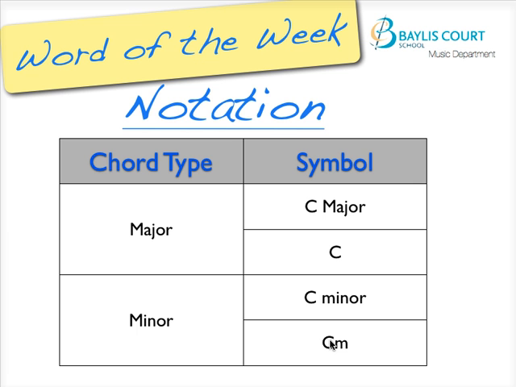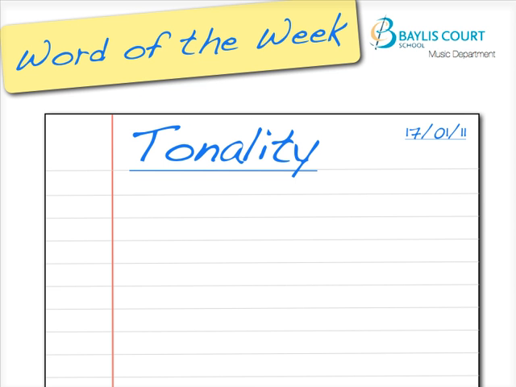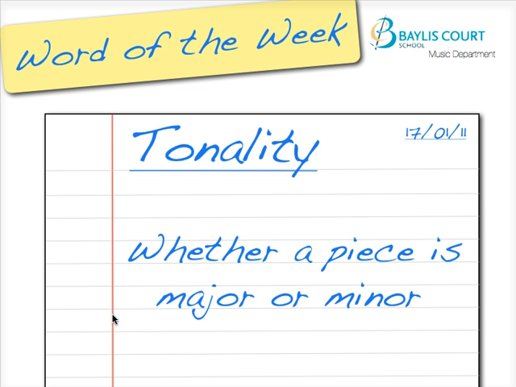So when you're reading your chord sheets in your lessons, you should be able to tell whether a chord is major or minor, because if it's major, there's no M after it. If it's minor, there's a lowercase m after that. So that's our word of the week. Again, tonality, which is whether a piece is major or minor.